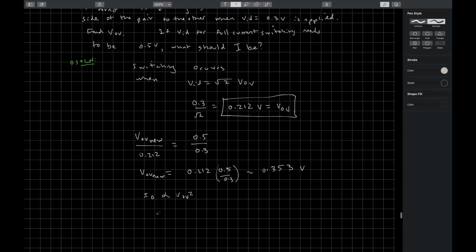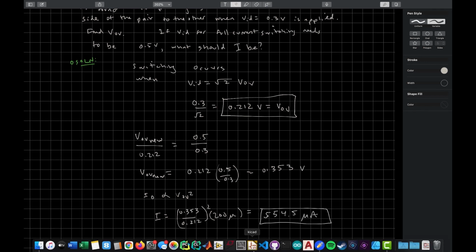And I know that ID is proportional to V overdrive squared. So what that means is that big I should be equal to 0.353 over the original overdrive voltage, 0.212, squared, times the original current, which was 200 microamps. And when I multiply this out, I get 554.5 microamps. And that's that example.